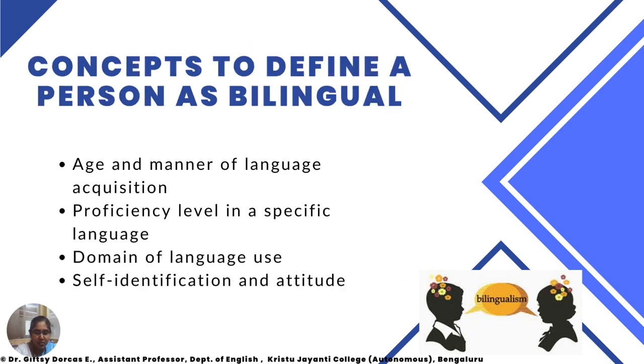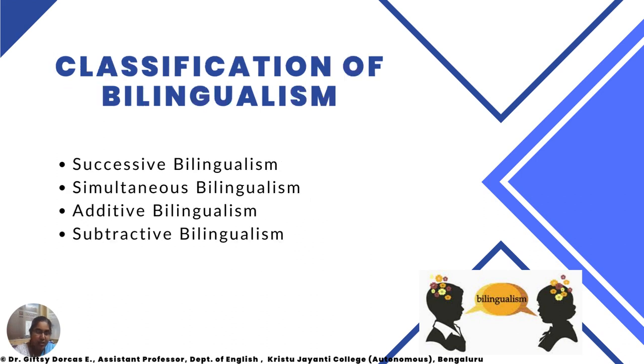So to define a person as bilingual, what is required? Age and manner of language acquisition, the proficiency level in a specific language, and the domain of language use are considered. Self-identification and attitude of the learner are also taken into consideration to term a person as bilingual. So moving further, we see the classification of bilingualism.